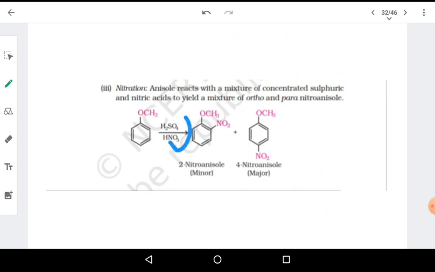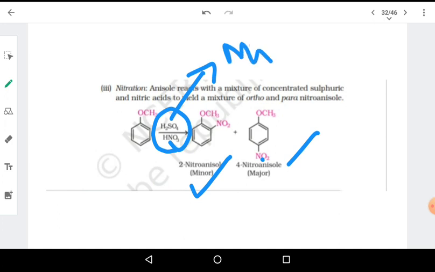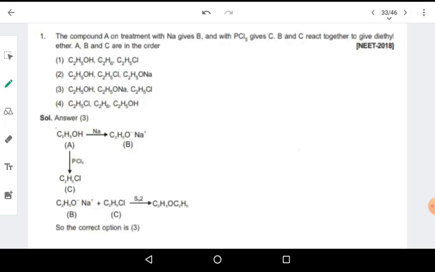Nitration, here we have to use H2SO4 and HNO3 because OCH3 is not that much of an activating group. It is not that strong as our phenol group. So we will be getting the same products over here, but the mixture is important. They can ask about the mixture. So this completes our chapter. Now let us do some of the questions related to this chapter.